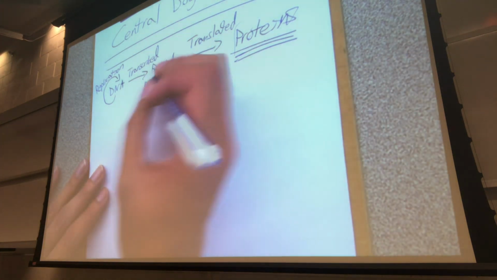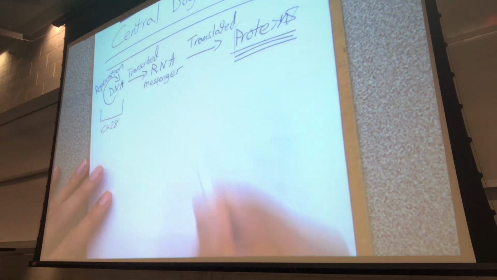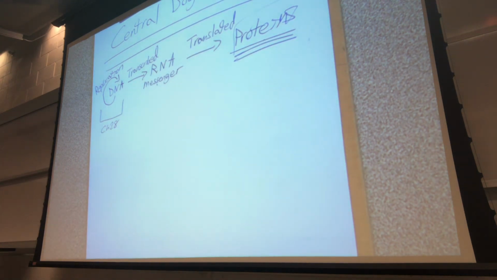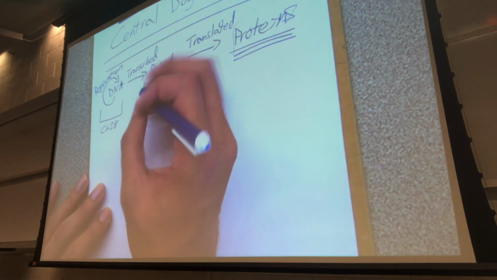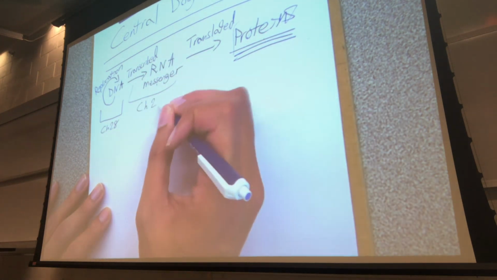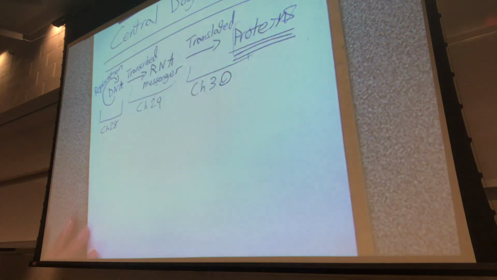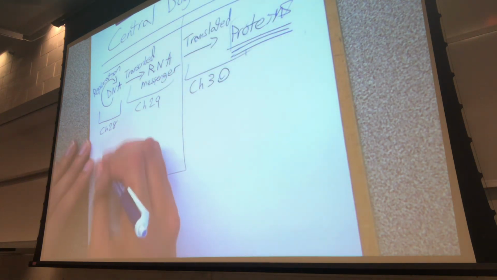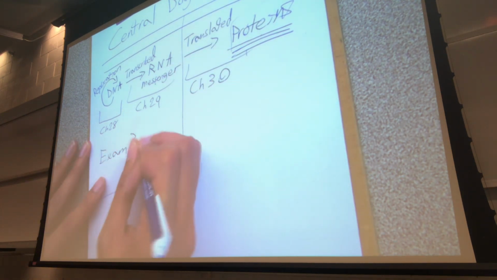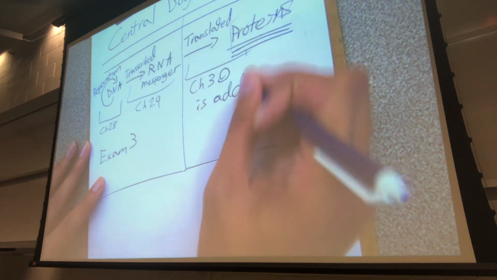So, this is chapter 28, replication. We also talk about nucleotides in chapters 10 and 11, so it's kind of spread out everywhere. But replication is chapter 28, transcription is chapter 29, and translation is chapter 30, which will be taught after exam 3. Okay, so basically everything beforehand is for exam 3, and everything after is added to the final.